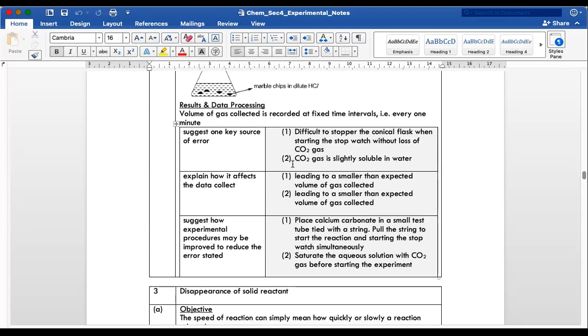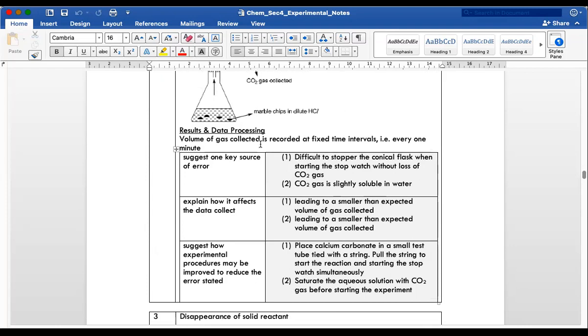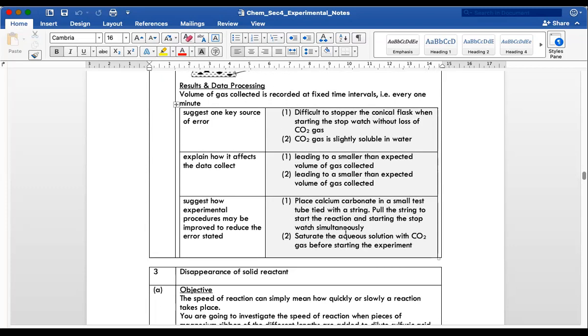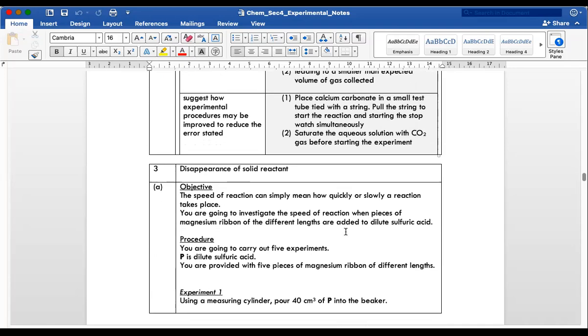Or they can mention the CO2 itself is slightly soluble and therefore the volume collected will be smaller than expected. And these are the ways to improve. For example, they can put the calcium carbonate in a test tube, tie it with a string, and then pull the string so that you avoid gas loss.